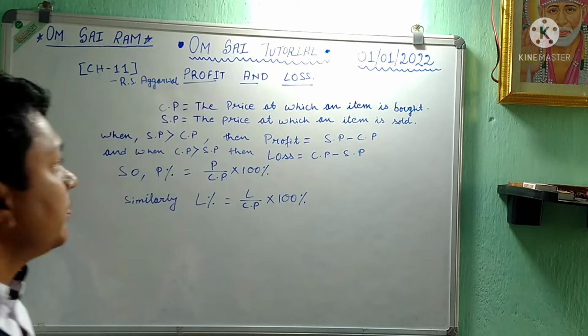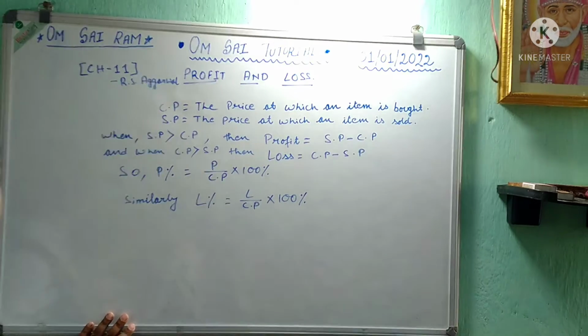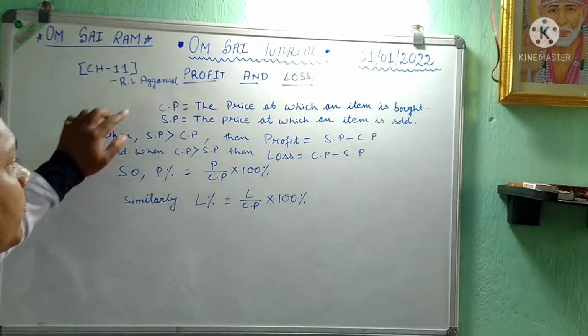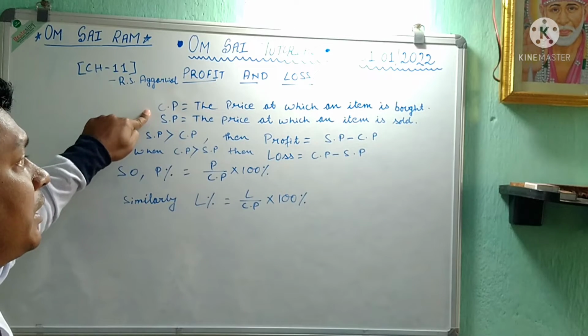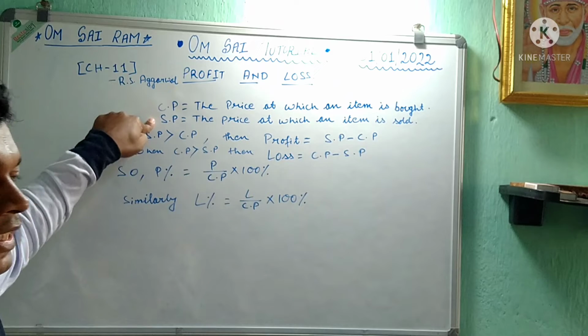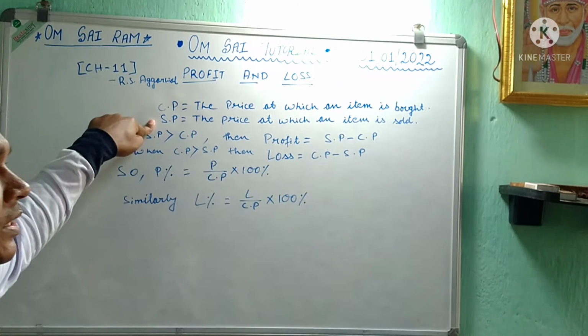Today we will start with profit and loss. In the chapter profit and loss, I have taken this chapter from the book R.S. Agarwal of standard 7. So what is cost price? Cost price is the price at which an item is bought, and SP means selling price. Selling price is the price at which an item is sold.